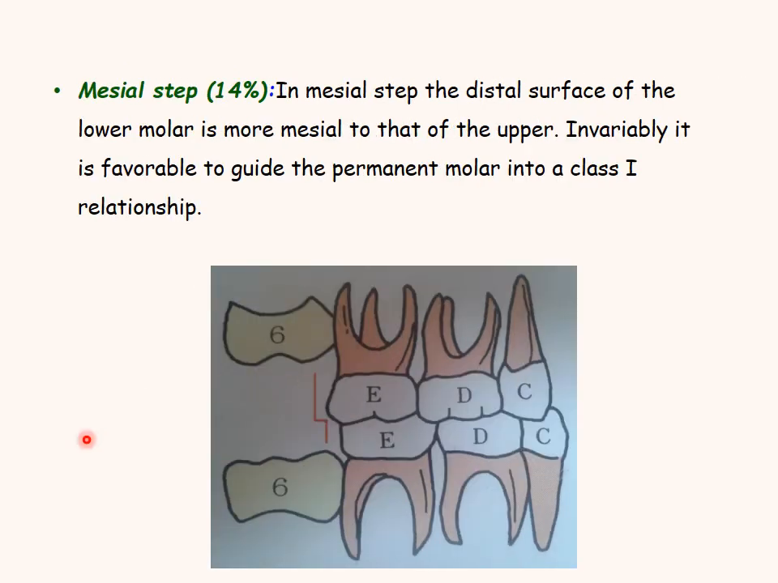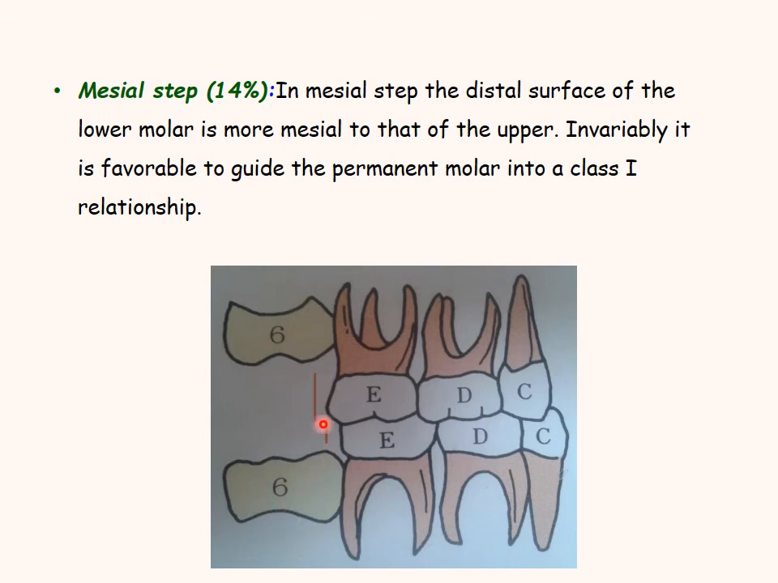Next we have the mesial step, which is seen in 14% of the population. Again we consider the distal plane of the second molar of both the maxillary and the mandibular primary teeth. Here the permanent first molar is still not erupted. So how do you define the mesial step of the lower molar? The mesial step of the lower molar is mesial to the surface of the upper molar.